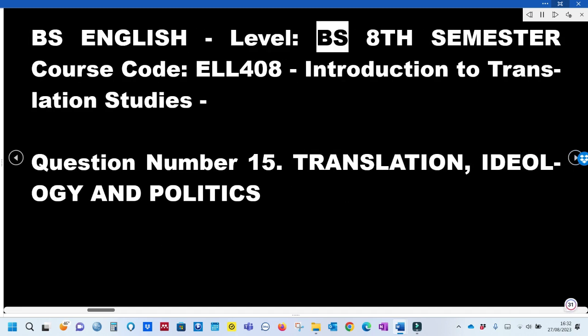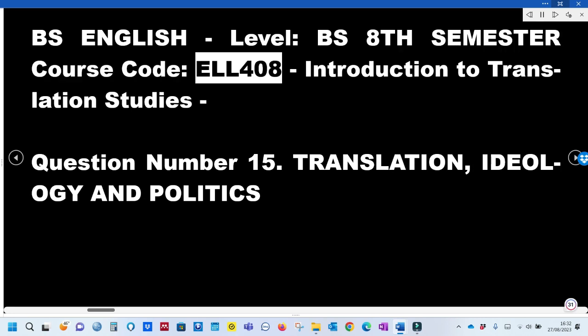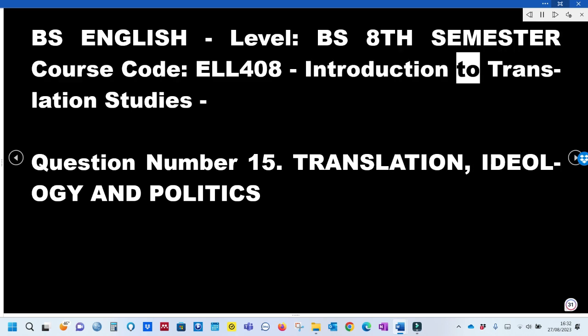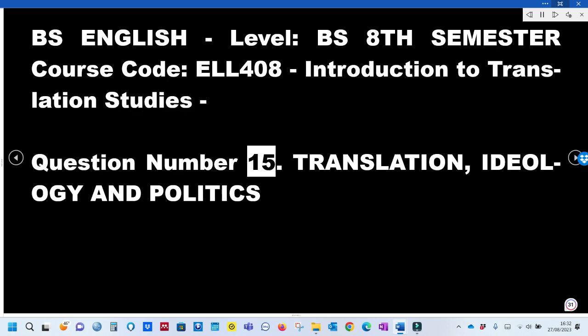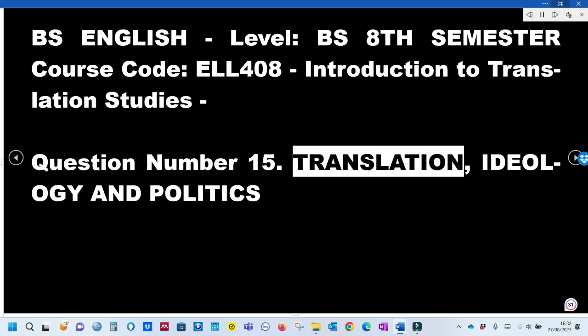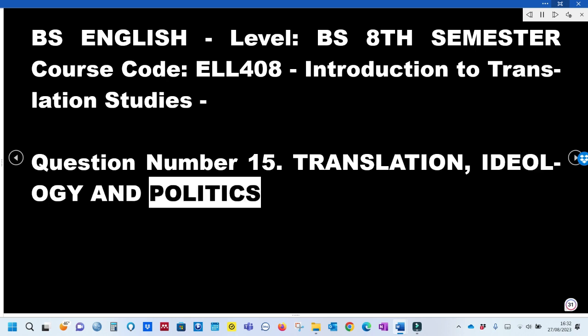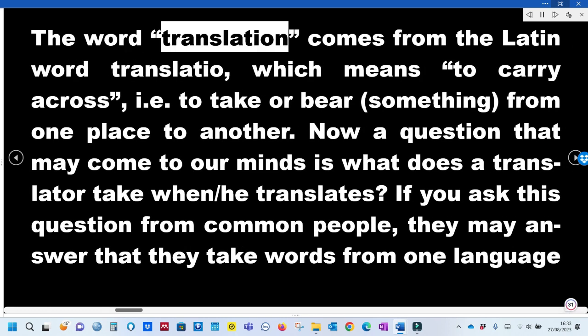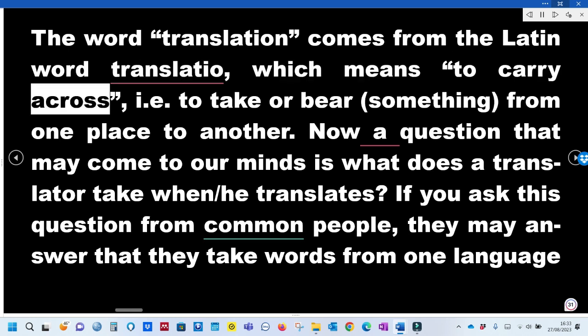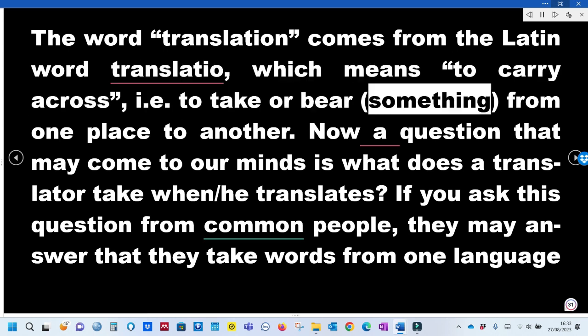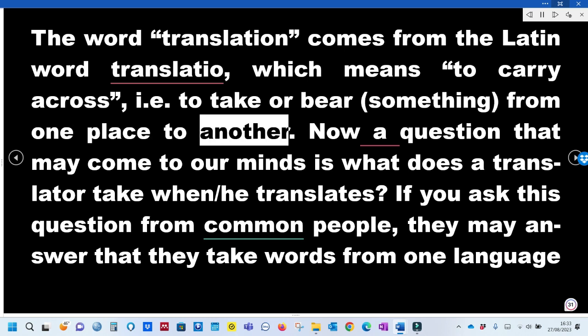BS English, BS 8th Semester, Course Code ELL 408, Introduction to Translation Studies. Question number 15: Translation, Ideology and Politics. The word translation comes from the Latin word translatio, which means to carry across, i.e. to take or bear something from one place to another.